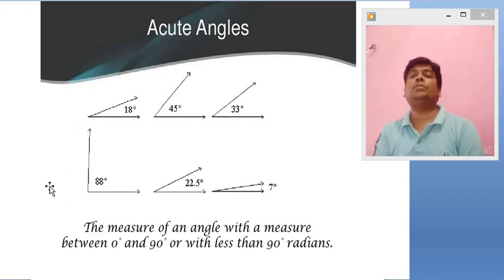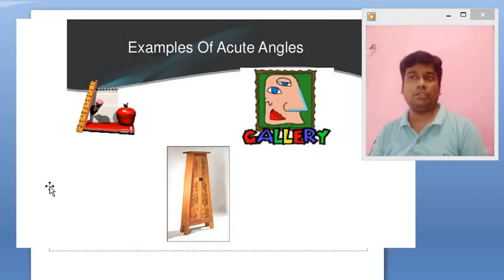See some examples of acute angle: 18 degrees, 45 degrees, 30 degrees, 88 degrees, 22.5 degrees, and 7 degrees. So acute angles are what? Those angles are said to be acute angles whose measurement is between 0 degrees and 90 degrees. So here all the examples are between them. All right. Some examples of acute angle you can see here: galleries or this dashboard.